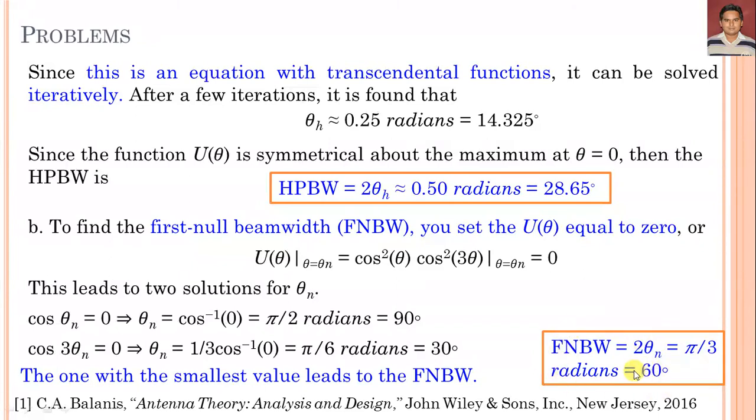But you can also directly calculate the first null beamwidth by multiplying the half power beamwidth by 2. In that case, you get a value of nearly 59 degrees for the first null beamwidth, which is the approximation that we have discussed in lecture 1 during the study of half power beamwidth and first null beamwidth.